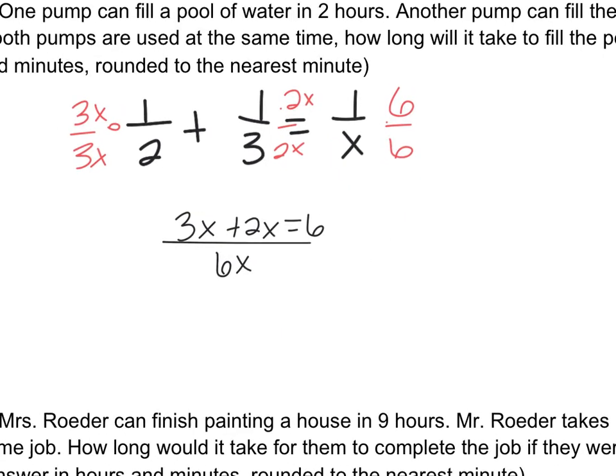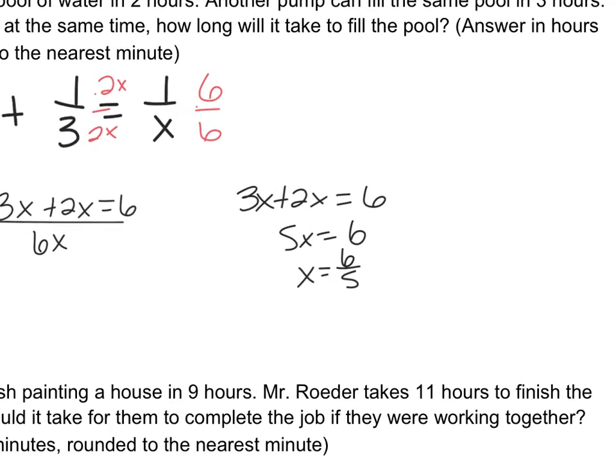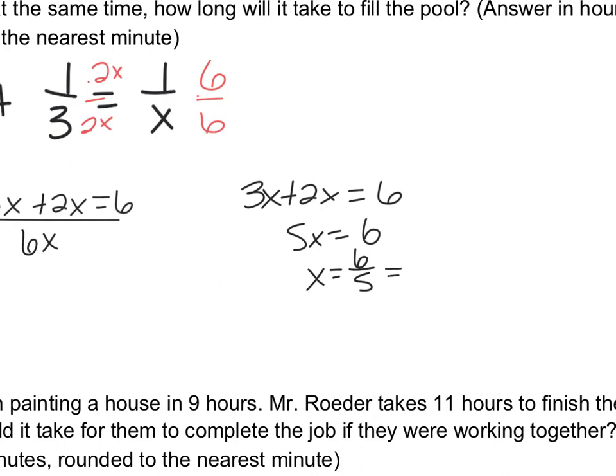Now that we have a common denominator on all three terms, we can drop it because this is an equation. So you have 3x plus 2x equals 6, so 5x equals 6. Go ahead and solve, and you get x equals 6/5. You can't leave it as a fraction. They want you to put it in hours and minutes. So 6/5 is the same thing as 1 1/5, right?